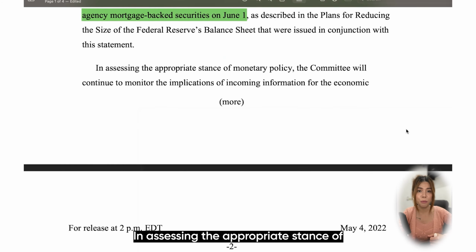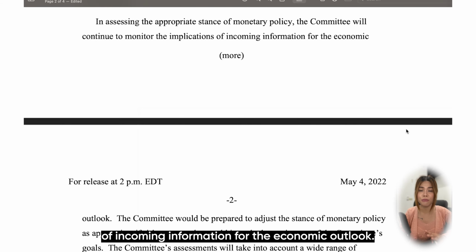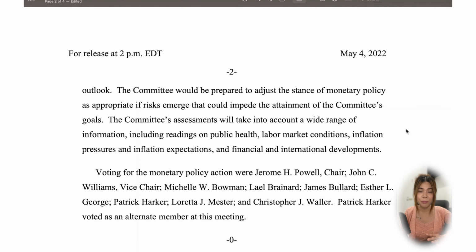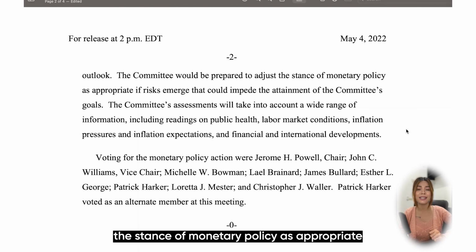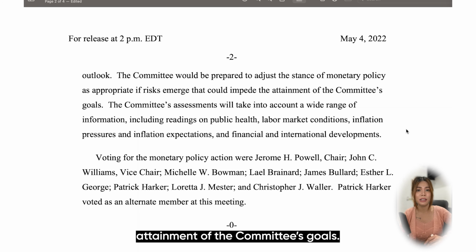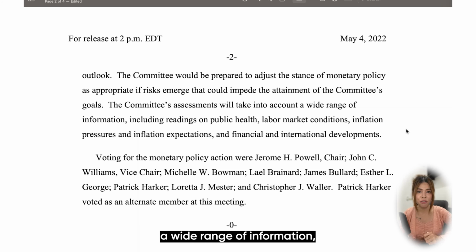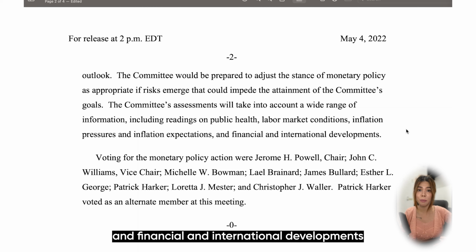In assessing the appropriate stance of monetary policy, the committee will continue to monitor the implications of incoming information for the economic outlook. The committee would be prepared to adjust the stance of monetary policy as appropriate if risks emerge that could impede attainment of the committee's goals. The committee's assessment will take into account a wide range of information, including readings on public health, labor market conditions, inflation pressures, and inflation expectations, and financial and international developments.